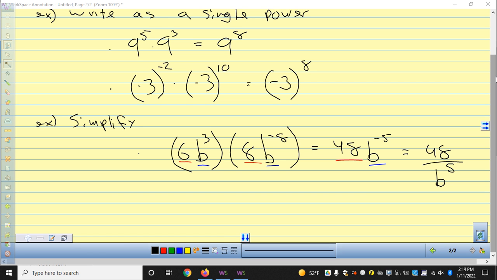That's one of those things like reducing fractions. It's not that it's wrong. That's just the standard way that we do things.